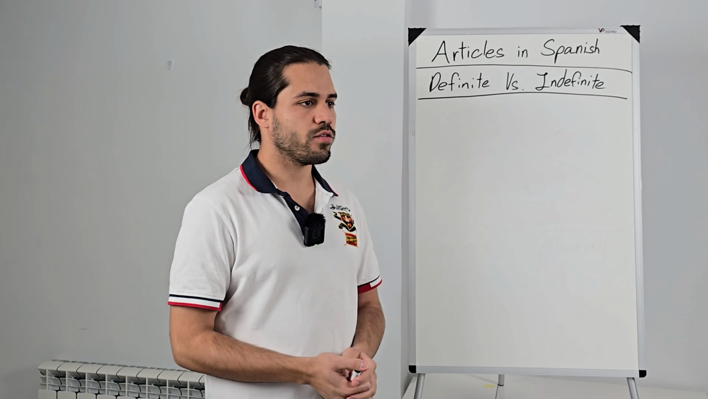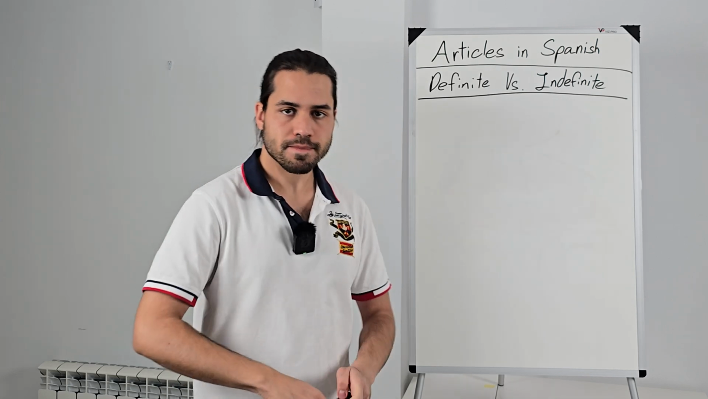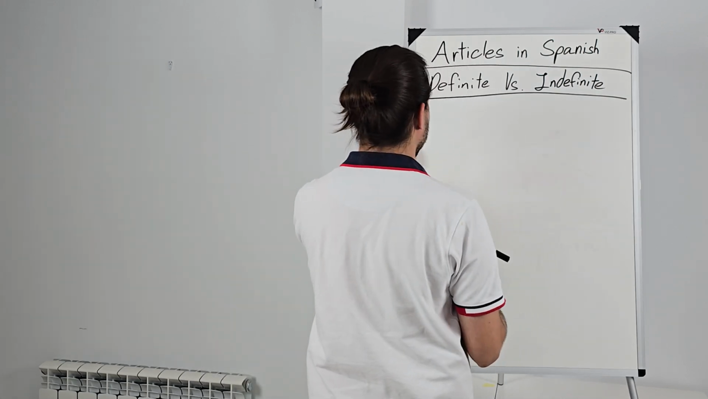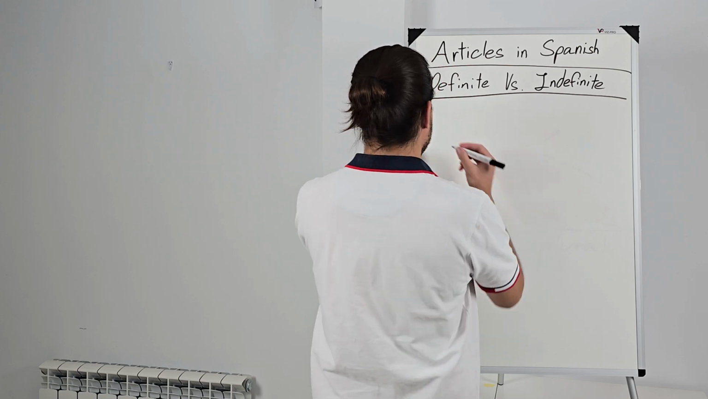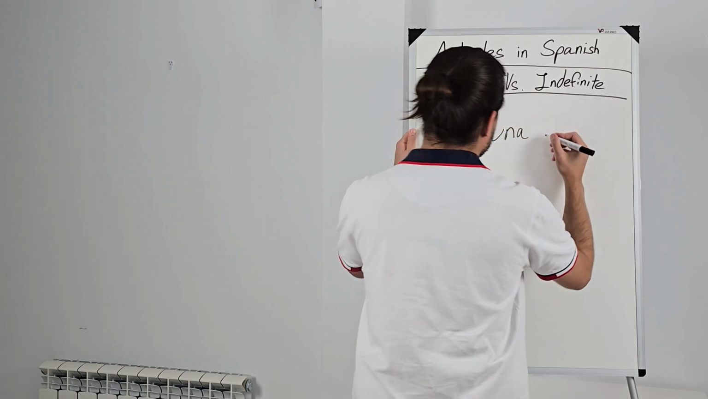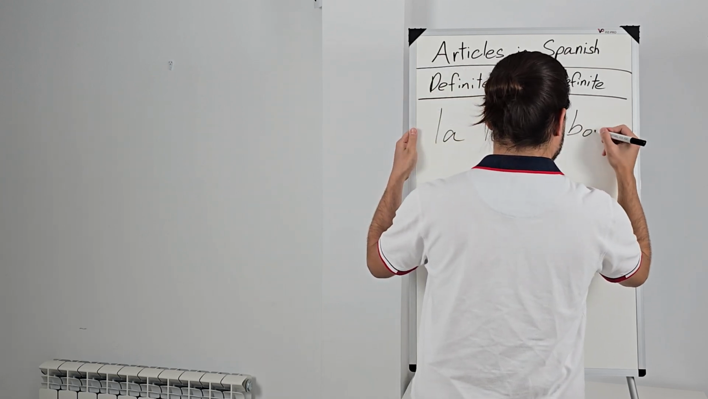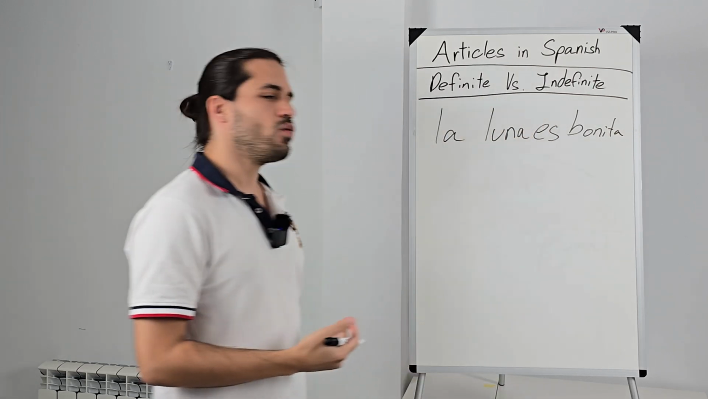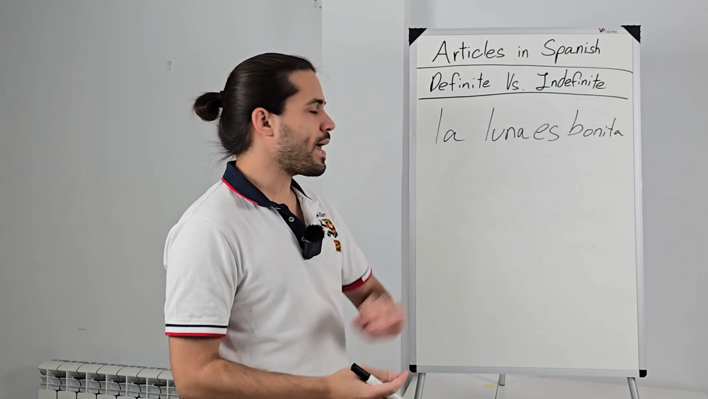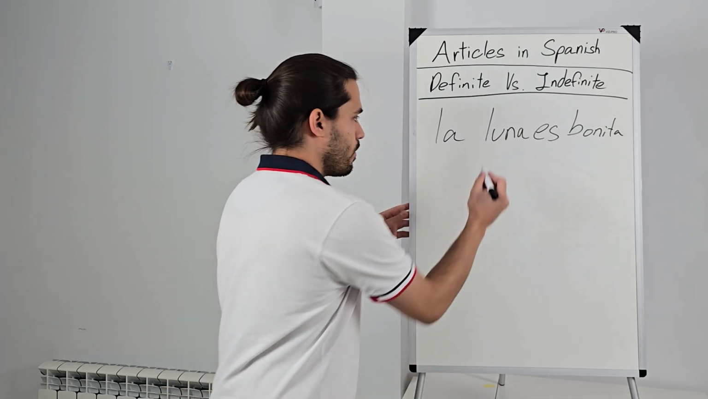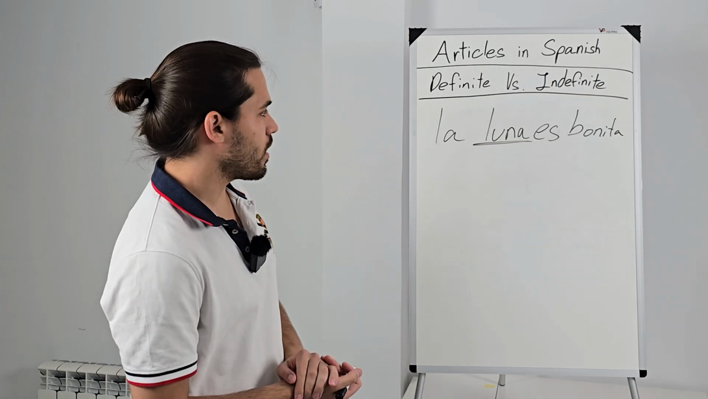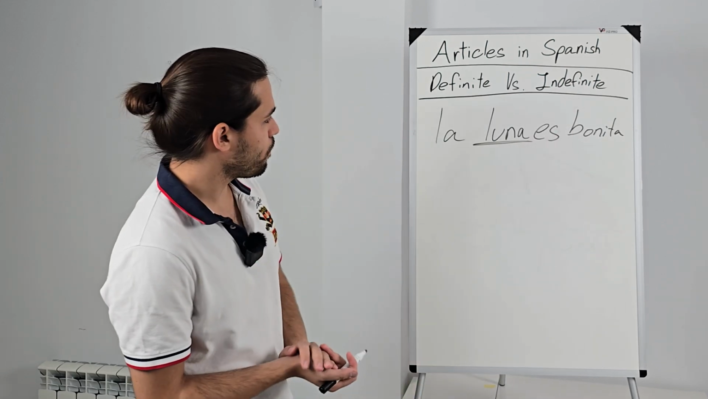Anyways, let's go back to the definite articles. So, for example, let's talk a little bit longer about definite articles. La luna es bonita. La luna es bonita. The moon is beautiful. Right, so we have the definite article la, because it goes in front of luna, which is moon, because there's only one moon that we're talking about, generally speaking. Es bonita, is beautiful. Okay?